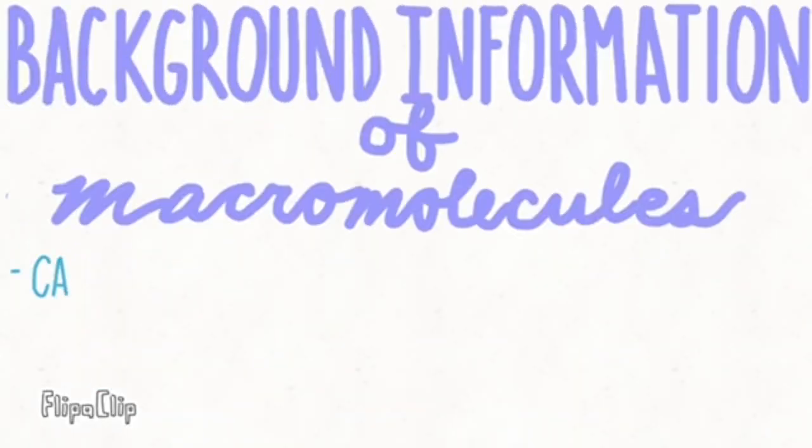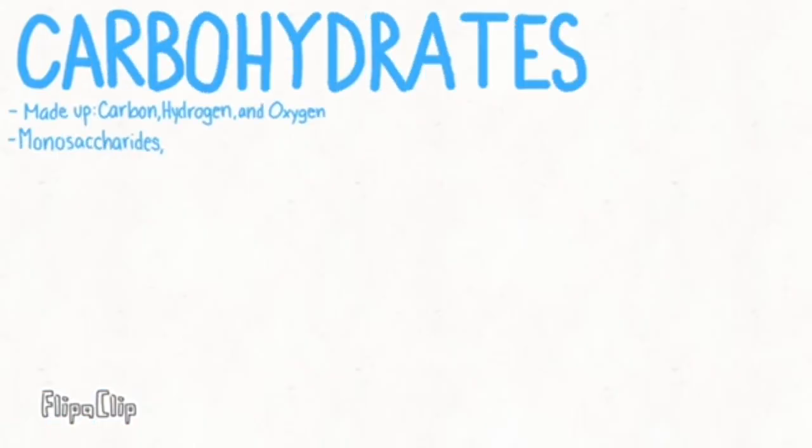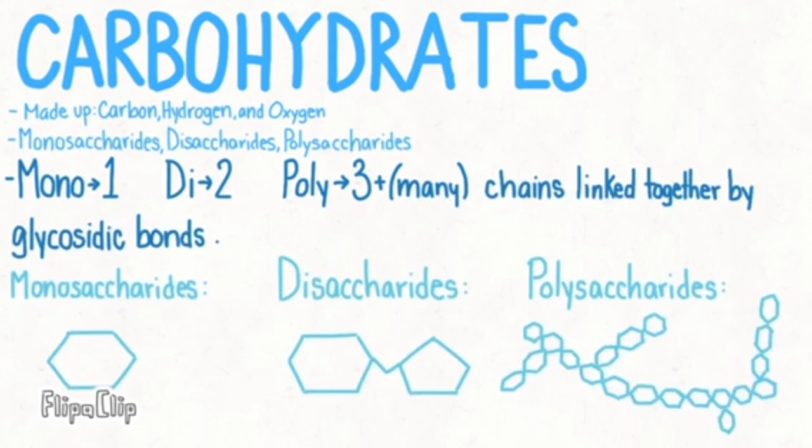Background information on macromolecules. This consists of carbohydrates, proteins, lipids, and nucleic acids. First up is carbohydrates, which are made of carbon, hydrogen, and oxygen and have three classifications of monosaccharides, disaccharides, and polysaccharides. Mono means one, di means two, and poly means three or more chains linked together by glycosidic bonds.